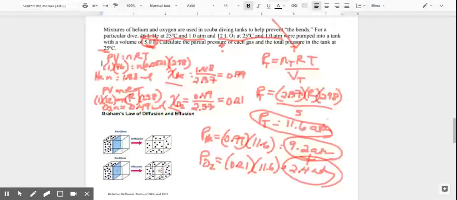So this is dealing with Dalton's law of partial pressure. It's just a little bit of PV equals nRT and mole fraction and figuring out where to plug in all of this information.